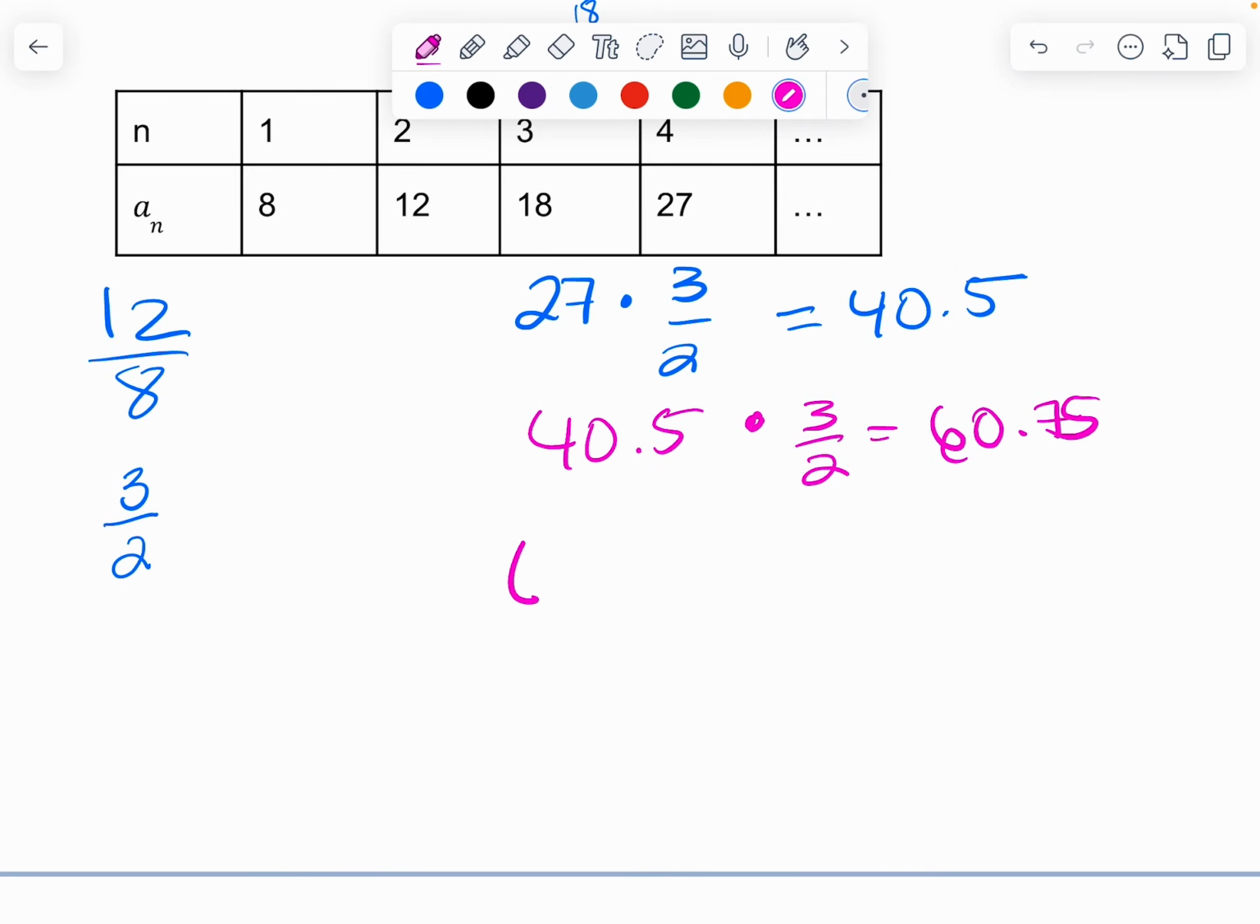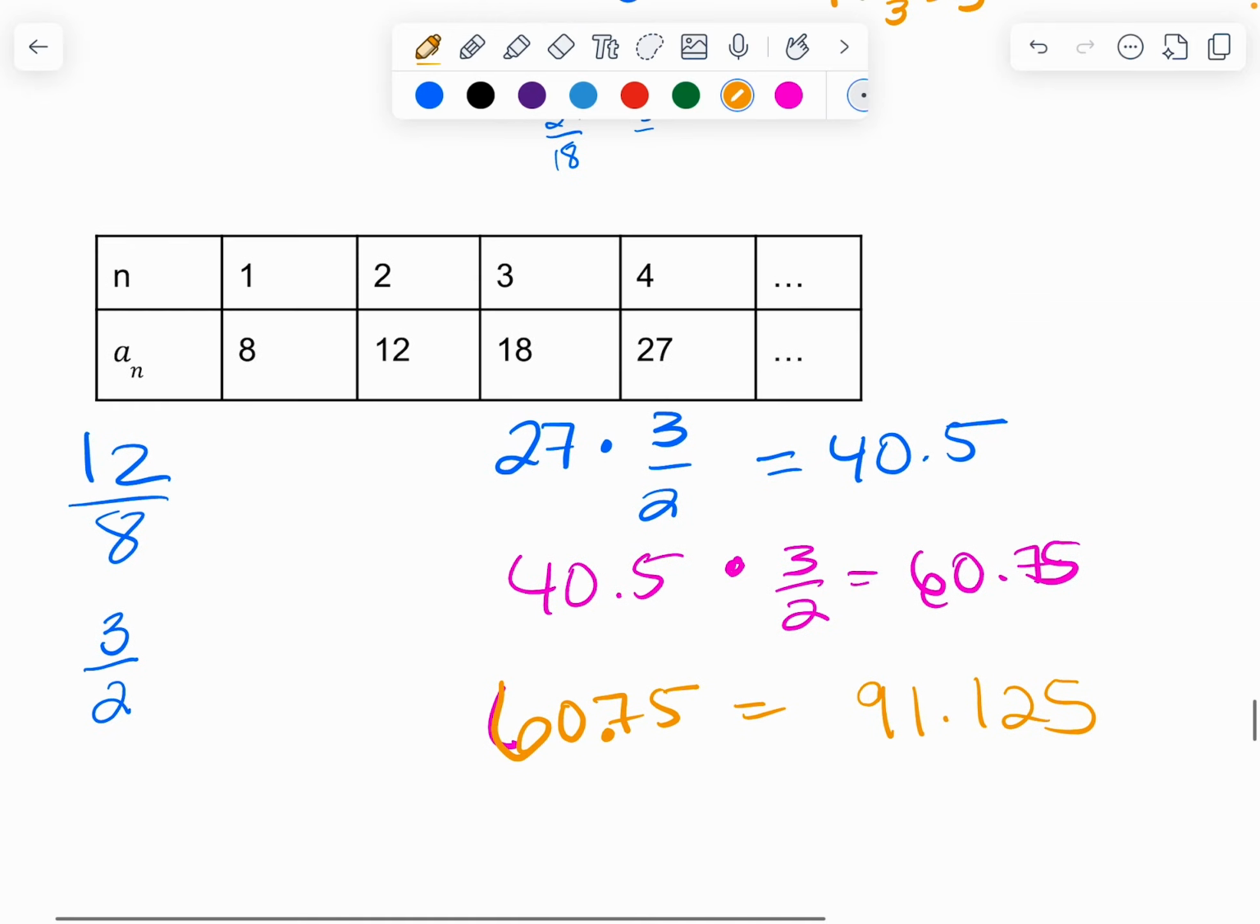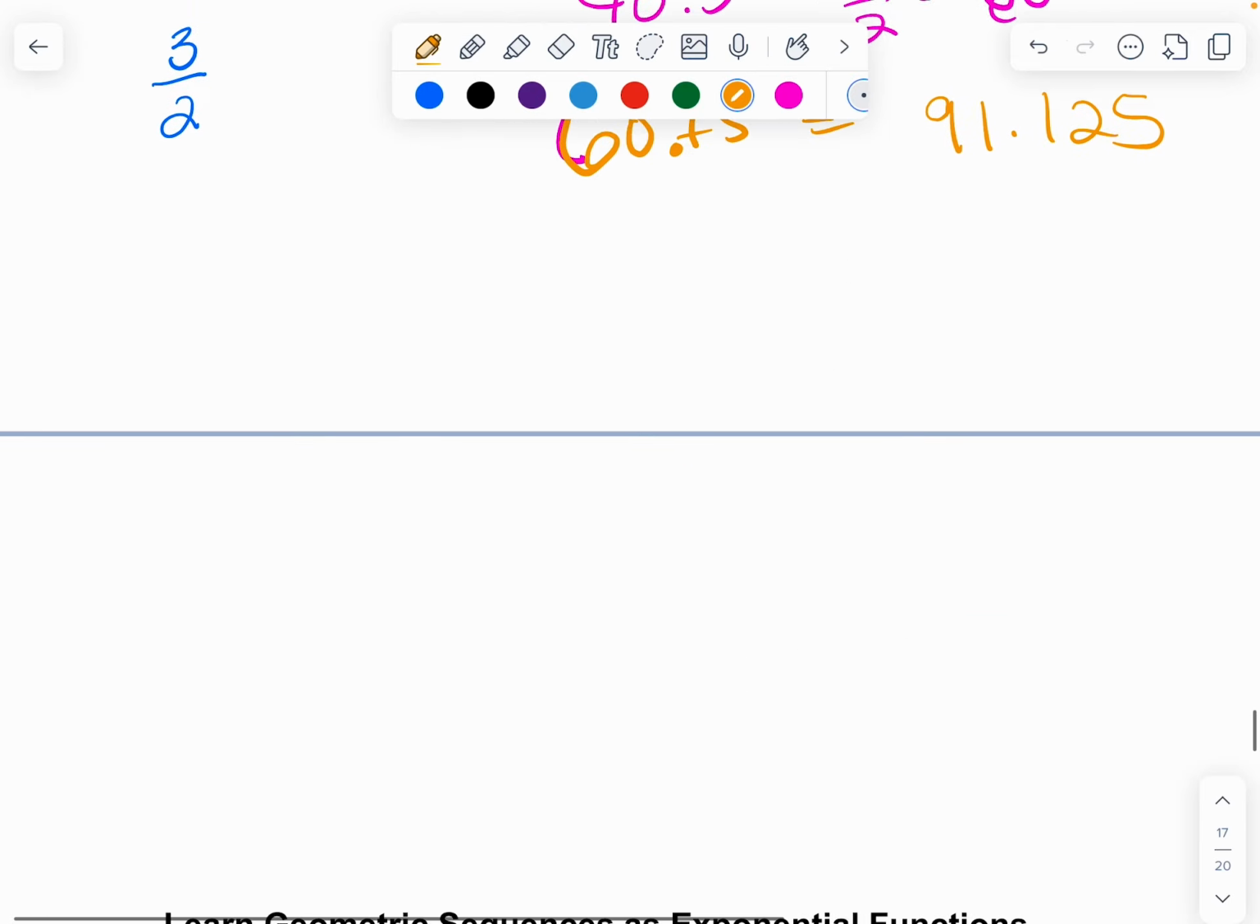And, oops, different color. 60.75 and multiply that by 1.5, and I get 91.125. Okay. Awesome. So the next one.